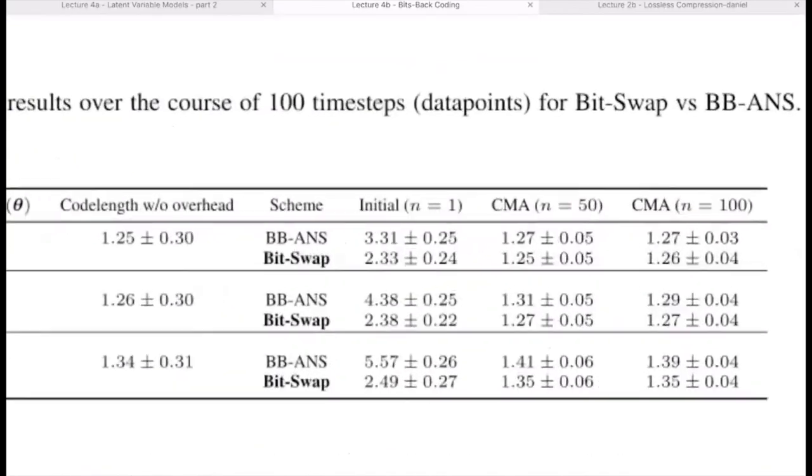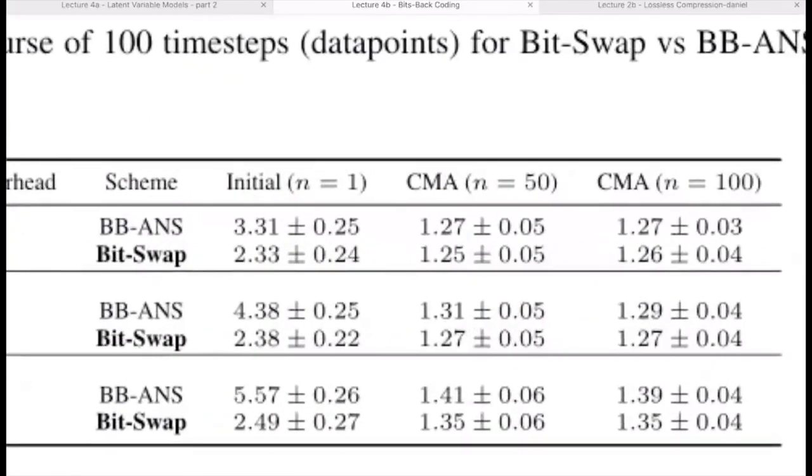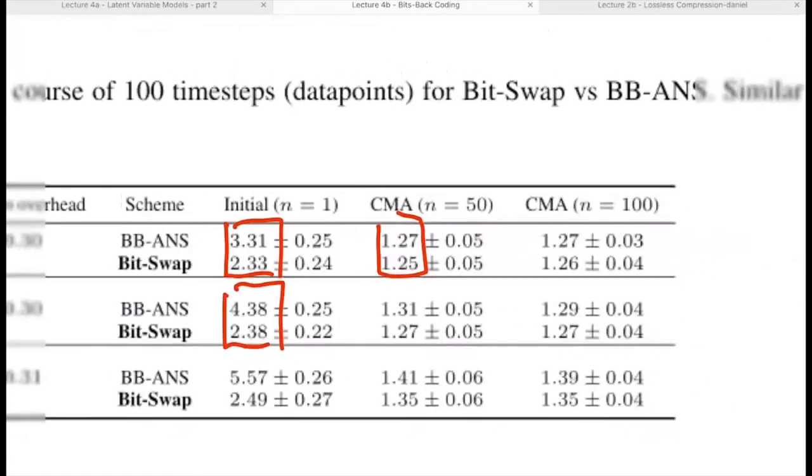So we are actually having the same kind of observation where the CMAs are quite similar, while the initial number of bits is very different. So in this way, they are claiming that the bit swap might be a better mechanism.